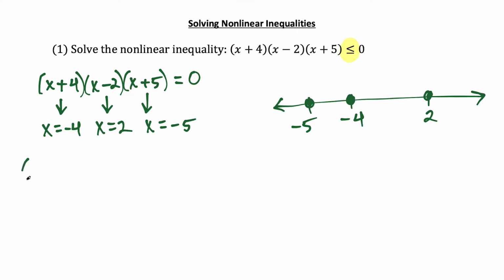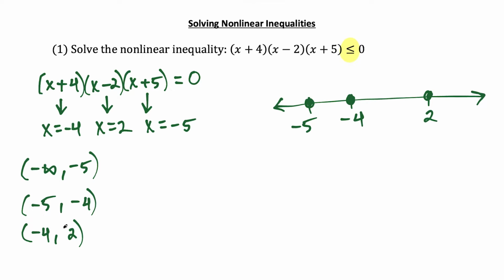So what I mean by that, we have the interval from negative infinity to negative 5, and then we have the interval from negative 5 to negative 4, and then we're going to look at the space from negative 4 to positive 2. And then finally, we look at the space from 2 to infinity.